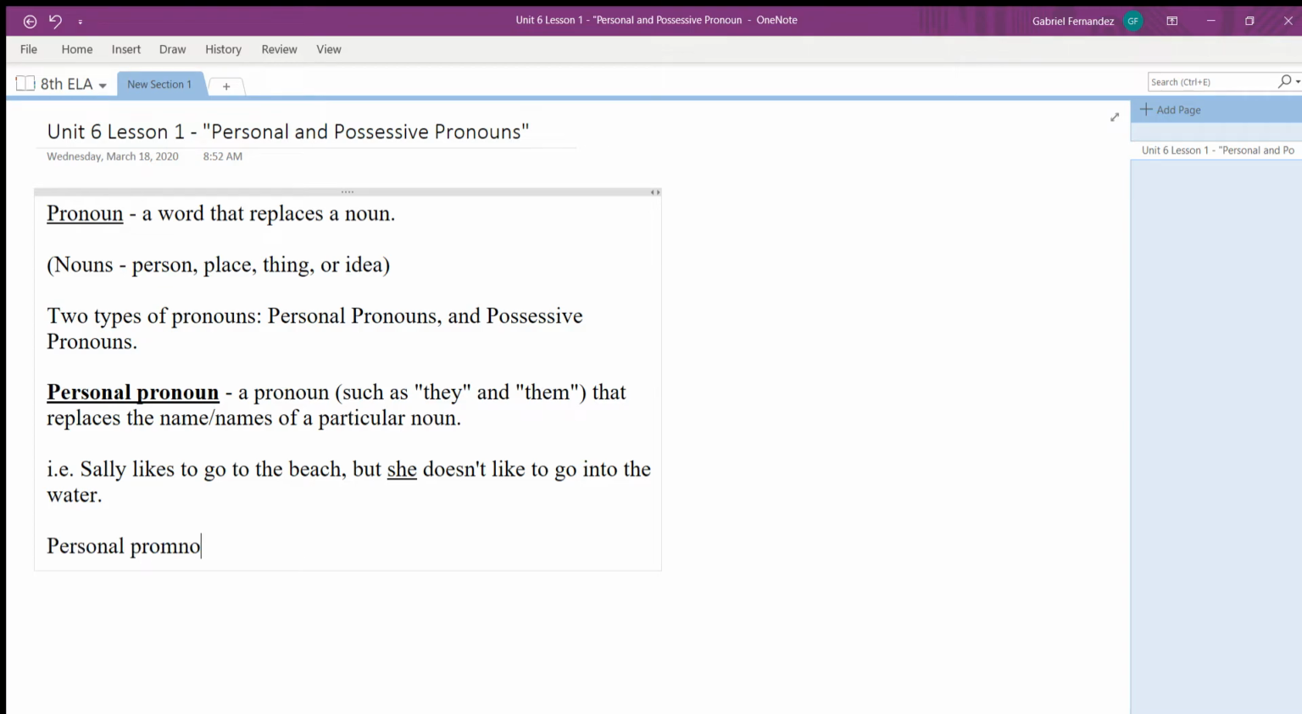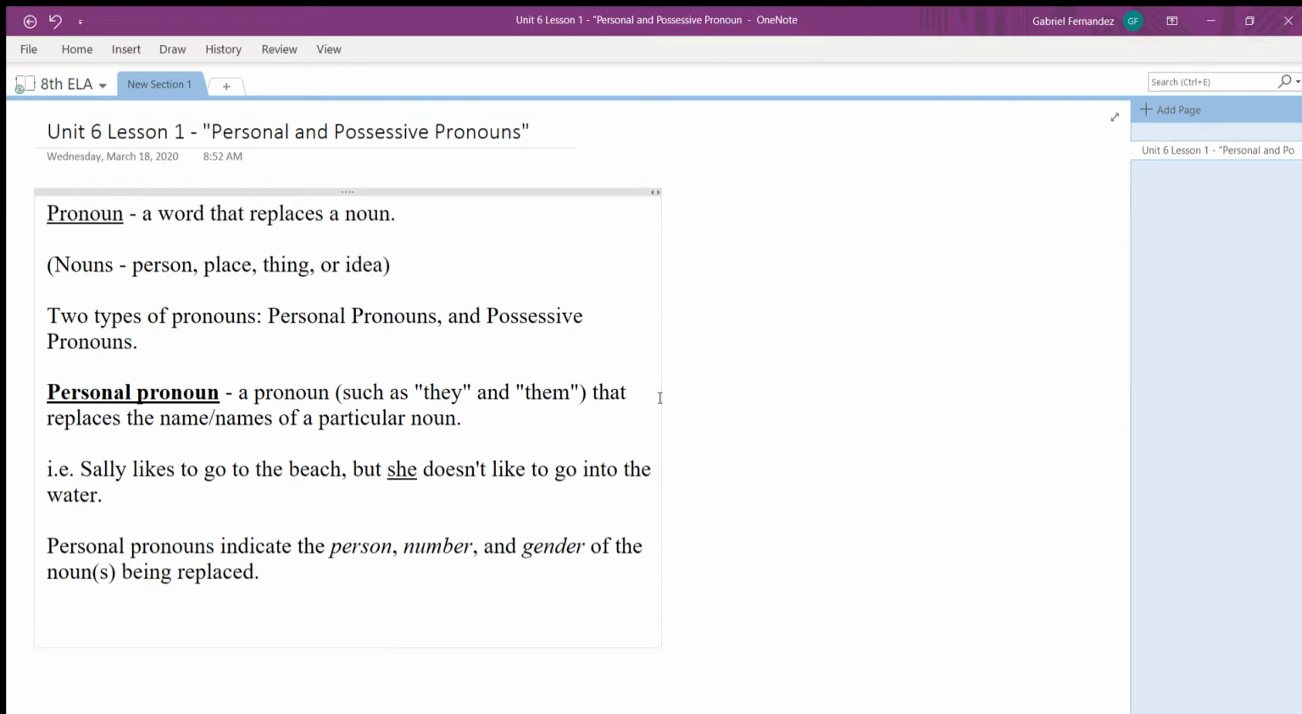Personal pronouns indicate the person, number, and gender of the noun or nouns being replaced. In this case, one Sally.